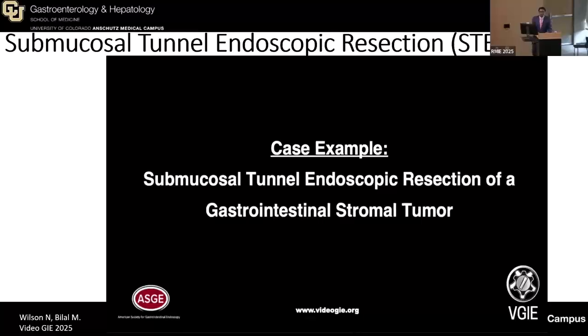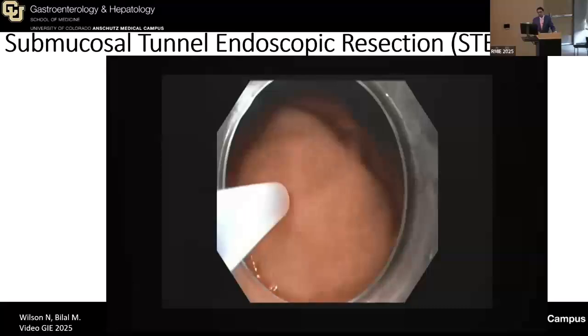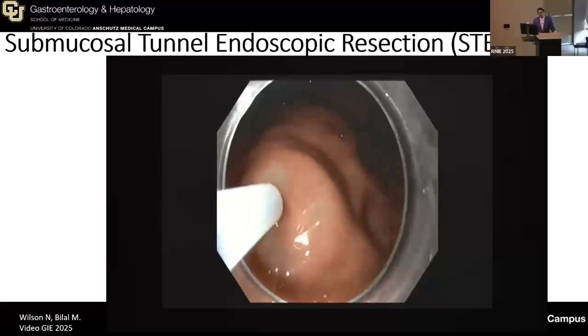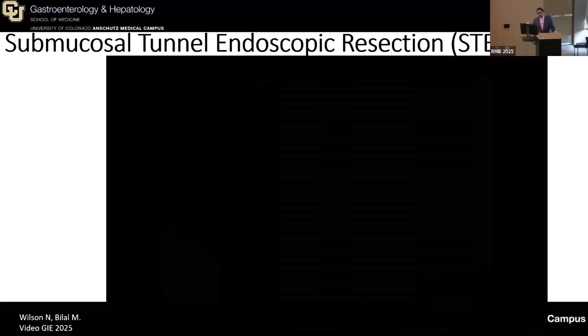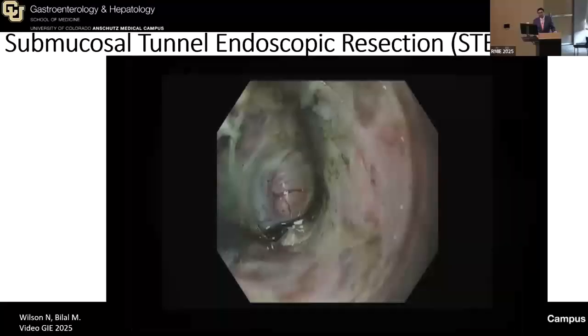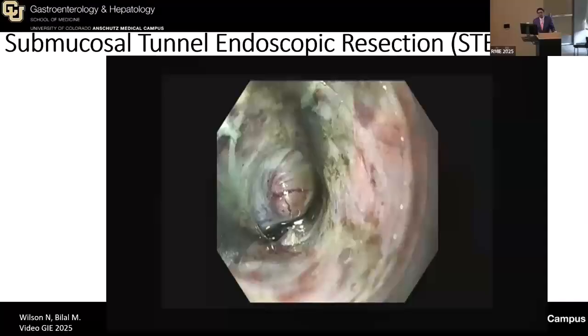Lastly, we use the submucosal tunnel endoscopic resection technique for doing procedures. So this is a medium-sized GIST for a patient who did not want surgery and didn't want to continue endoscopic surveillance. So you use the same principles of endoscopic tunneling. So you'll see we'll make a mucosal incision, and now we're in the tunnel.